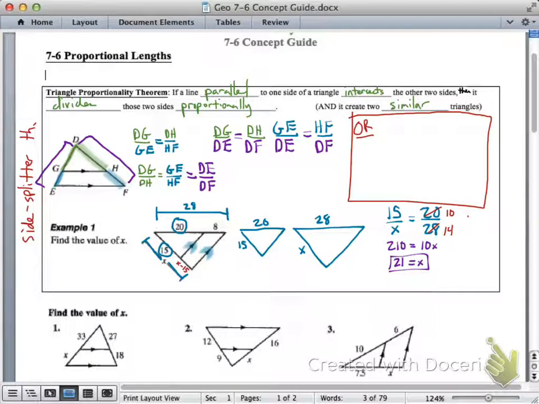A different way we could have done this would have been to use the parts. We could have said 15 over x minus 15, this part over this part, equals 20 over 8. This is really the side splitter theorem at work. You get 21 here as well. So you got options when you have two sides split up by a parallel line.